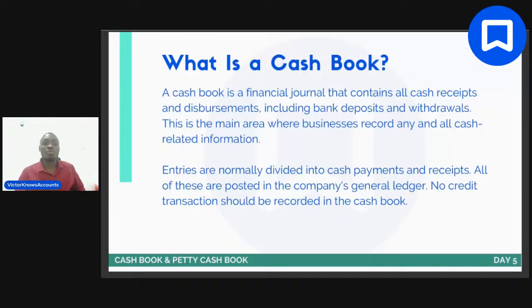It's also called the book of prime entry. And what does prime mean? When you are talking about prime, you are talking about first. So your subsidiary books are the first books of account where your transactions have to enter before they enter anywhere else, that is, the ledgers and all of that. So it is your cash book that your transaction first passes through. Is that taken?